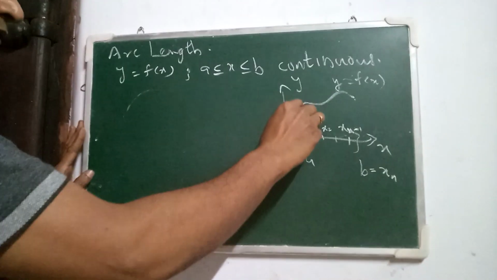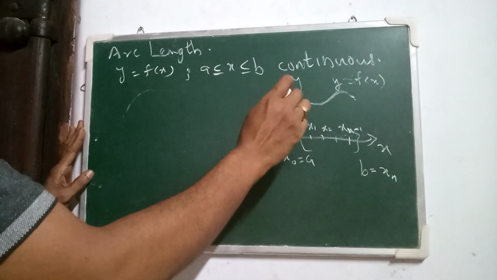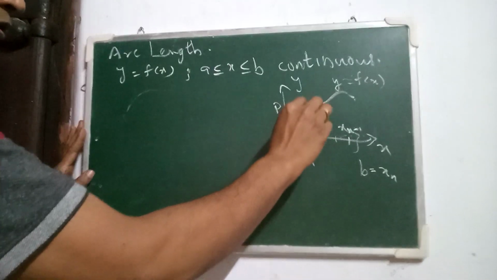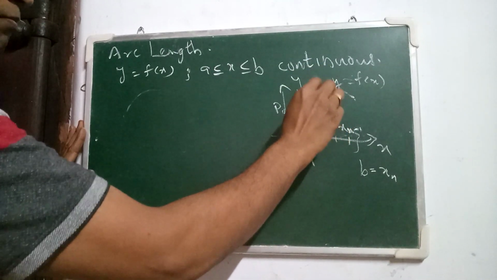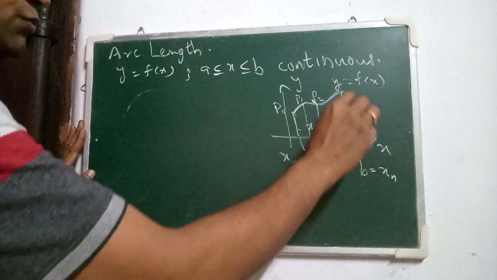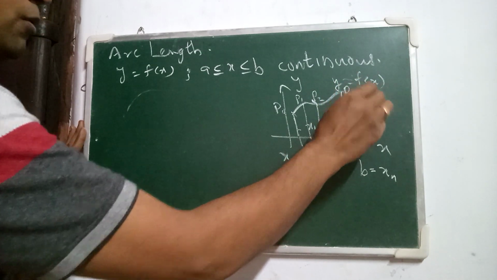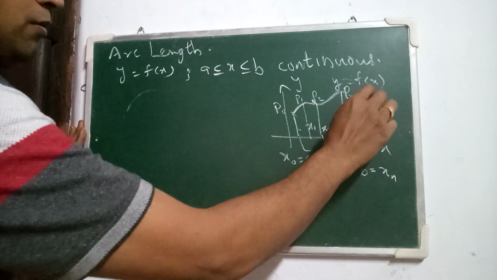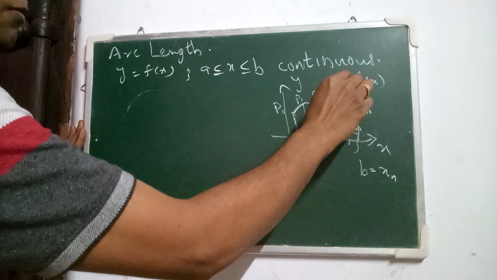and this is the point P0, this is the point P1, this is the point P2, etc. This is the point Pn minus 1, this is the point Pn.